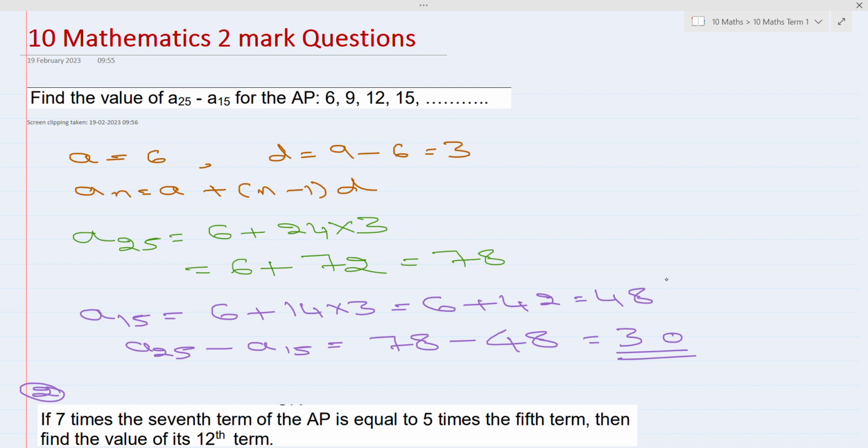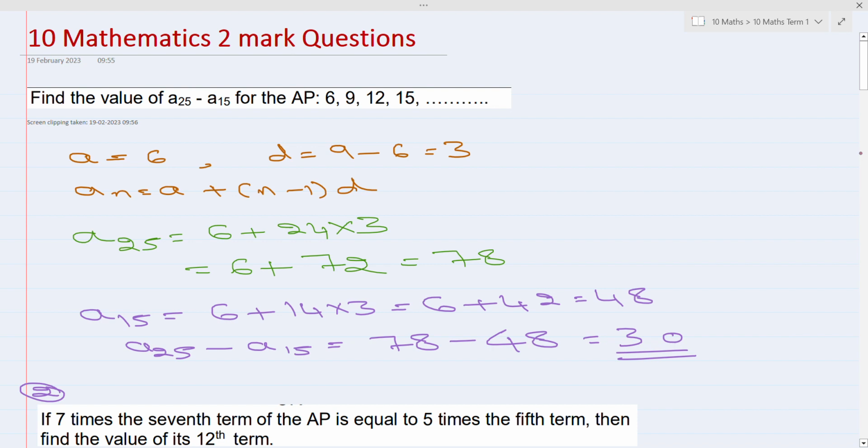Hello students, in this video I have some 2 mark questions for 10th mathematics. So here we go. Find the value of A25 minus A15 for the AP 6, 9, 12, 15.